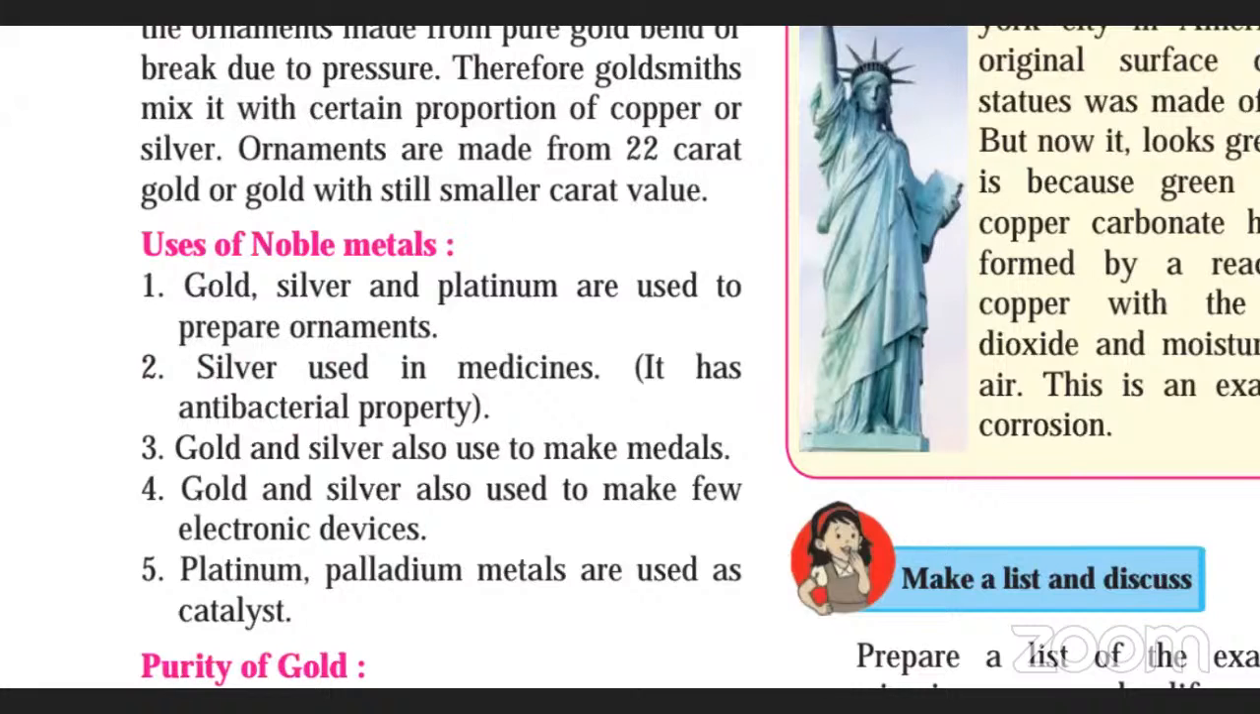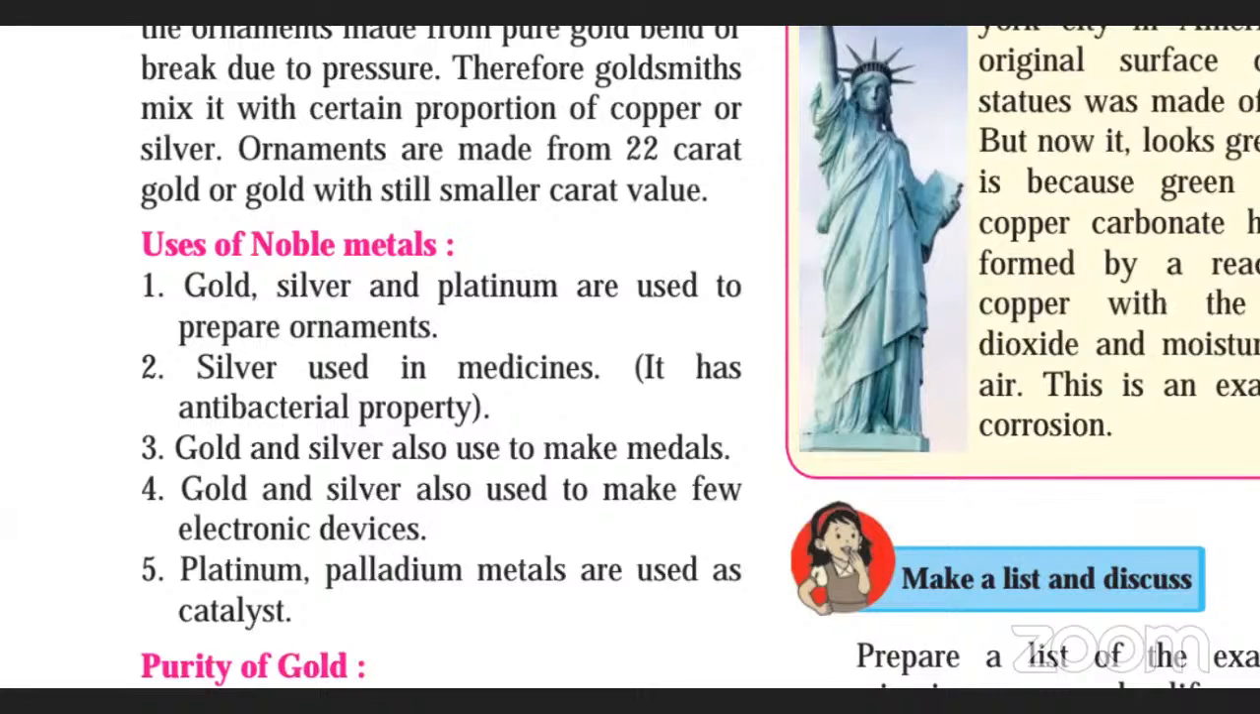So silver is basically used in medicines, and it also has an antibacterial property. Antibacterial means it has a property to fight against bacteria. Then gold and silver are used to make medals. Also, they are used in electronic devices, but to a very small extent, because gold and silver are quite costly. So a very small quantity is used in rare cases, not always.